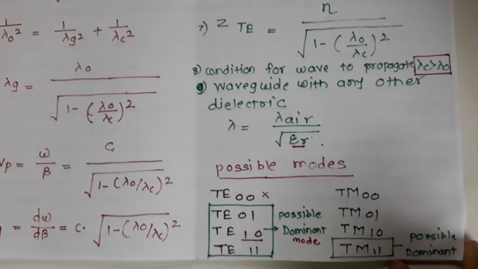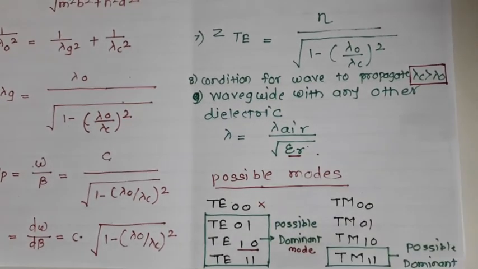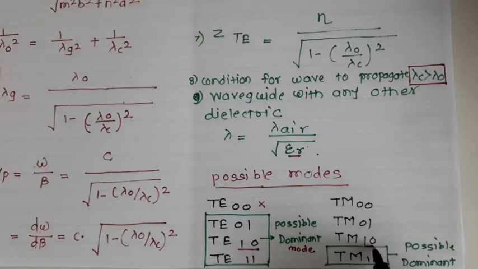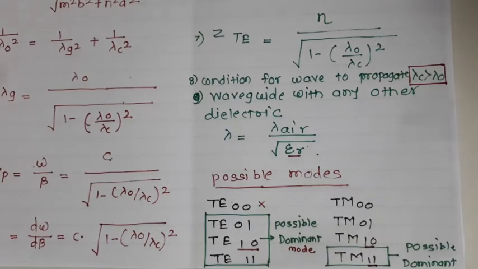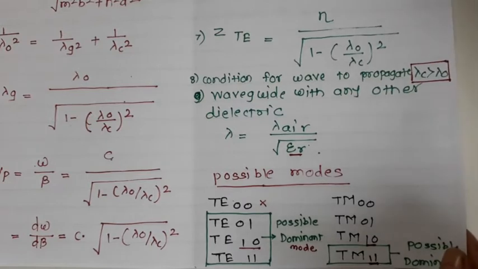What about the TM wave? As we have seen in the TM wave analysis, the 0 0 mode is not possible, 0 1 is not possible, 1 0 is also not possible, and only the 1 1 mode is possible. That is why it is called the dominant mode for the TM wave. So this is all about the formulas which we have seen up till now.